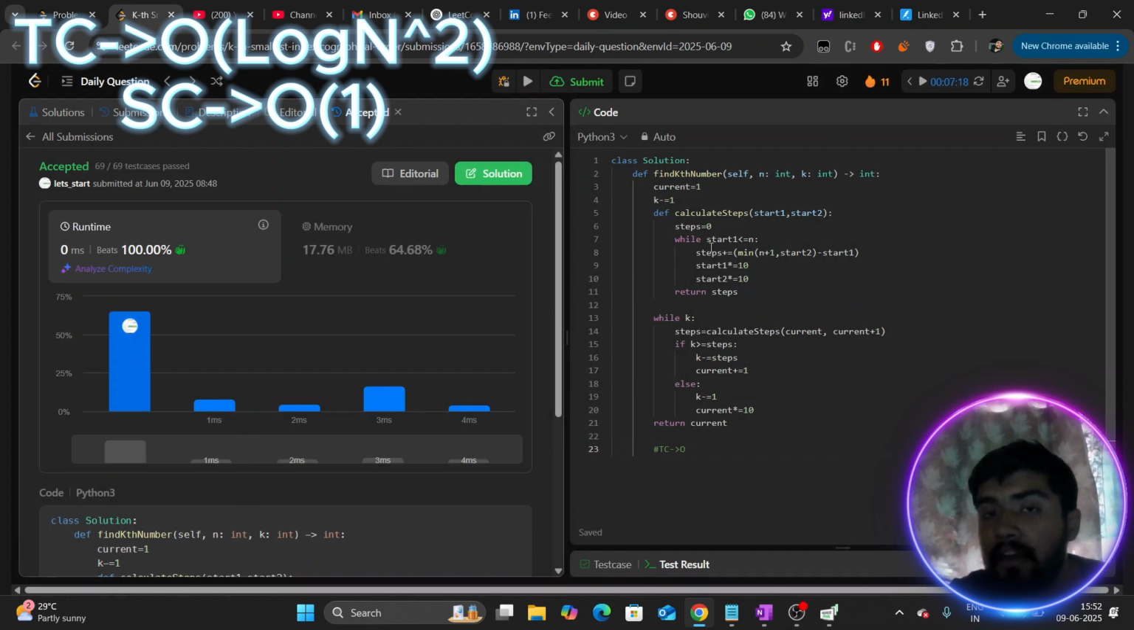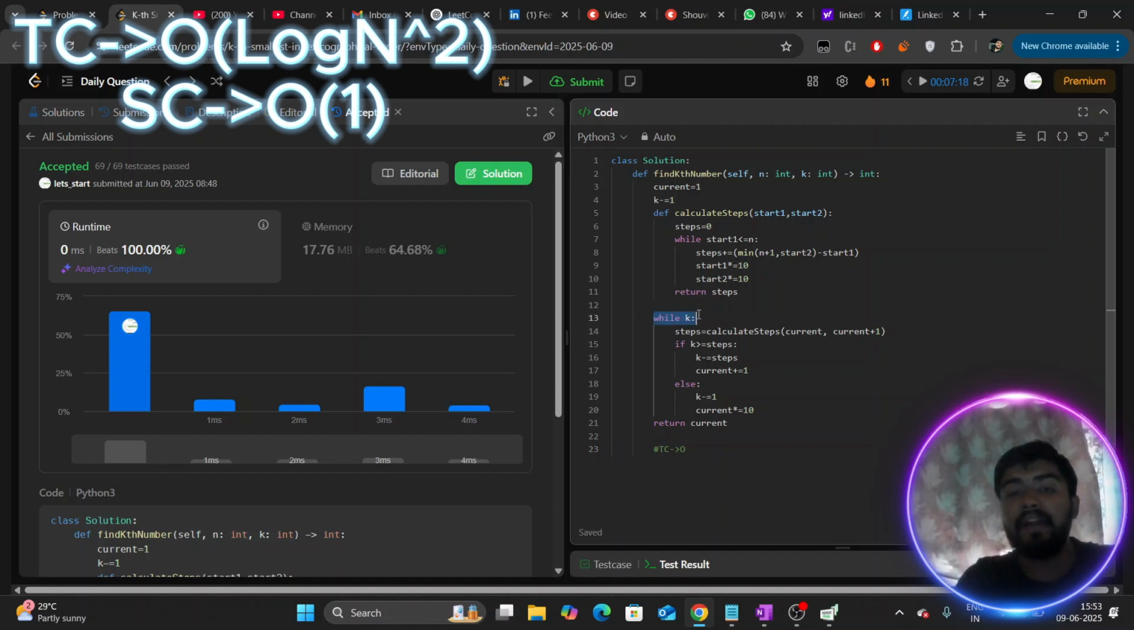So it is big O of log n, and in this function also we are going to go to depth. On the k loop, while k, this k is going to be decreased by that many steps. So there is a logarithmic factor, and this calculate steps function is again going to take another logarithmic factor inside a log factor. So that's the reason the time complexity is big O of log n raised to the power 2. That is the time complexity.